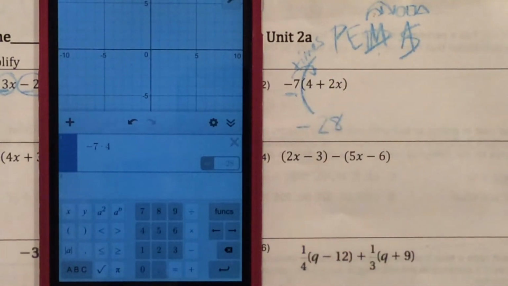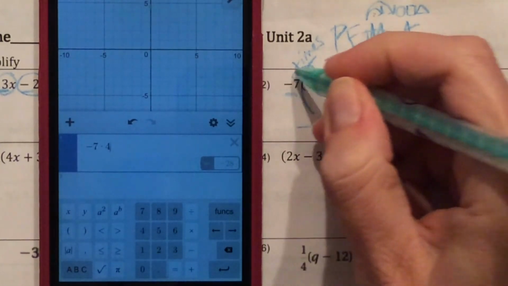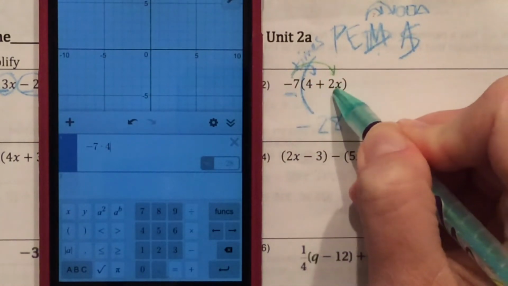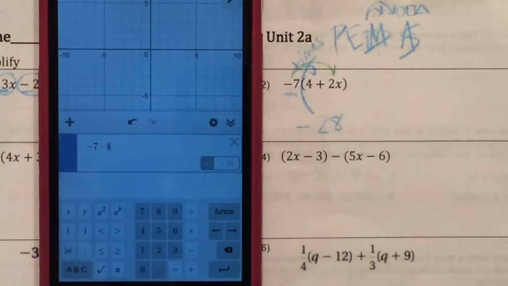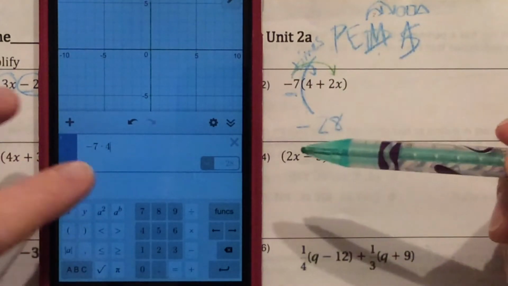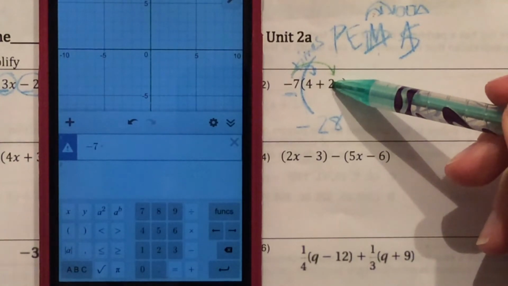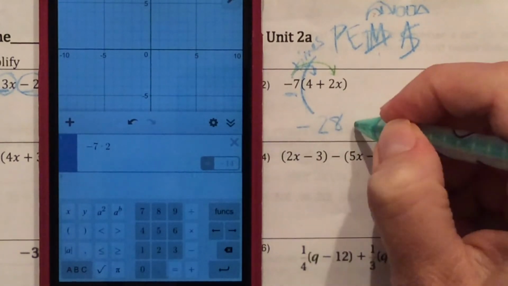And then we're going to do it again. We have another piece inside our parentheses, so we're going to do another rainbow. And we have negative 7 times 2. So again, if you need it or you want to double check your signs, you can use your Desmos. Negative 7 times 2 should give you a negative 14, and you can check yourself on your Desmos.